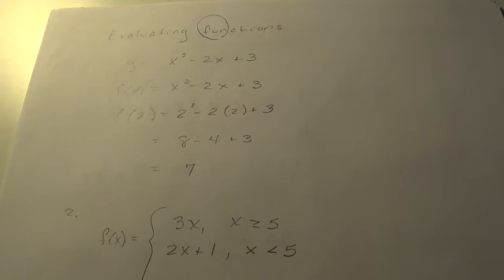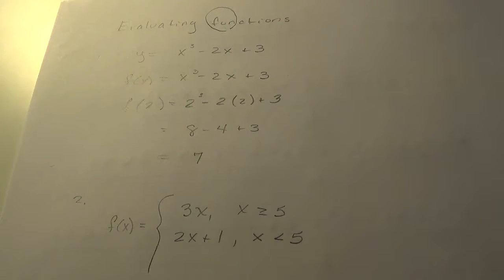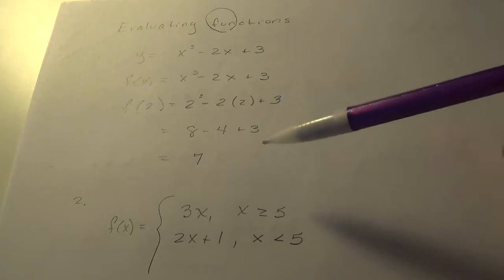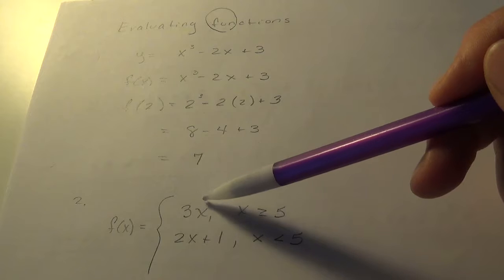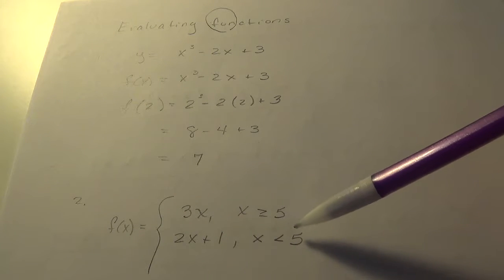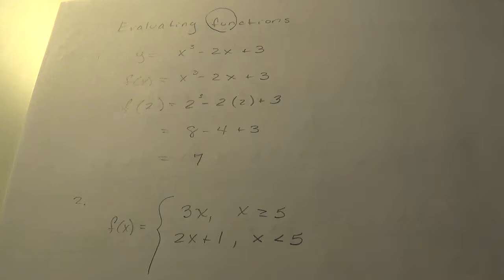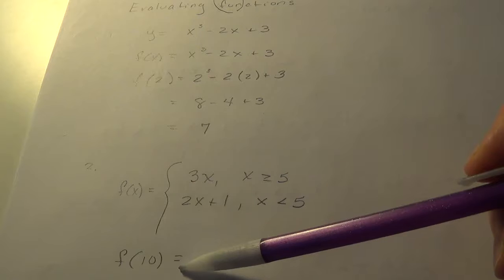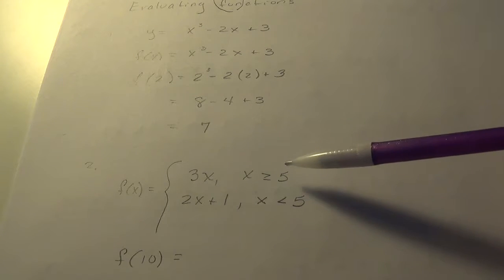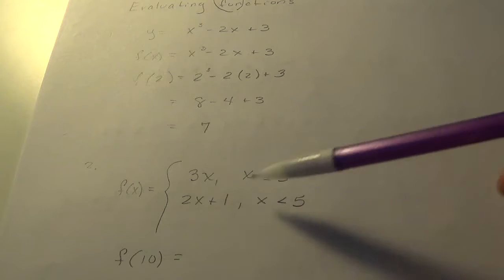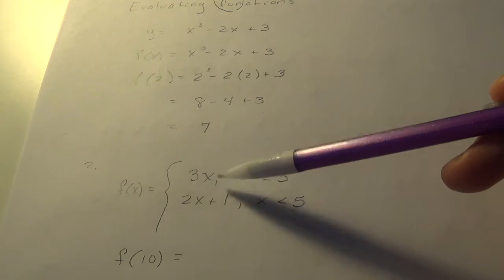But then we kicked it up a bit to see that there are functions that are described in pieces. And intelligently, we call those piecewise functions. This one could tell us the function does this when x is greater than or equal to 5, and it does this when x is less than 5. So I want you to find f of 10. You have to know which piece you are dealing with. Is 10 going to be in the greater than 5 or less than 5 category? Obviously, greater than, so you're going to use this piece.